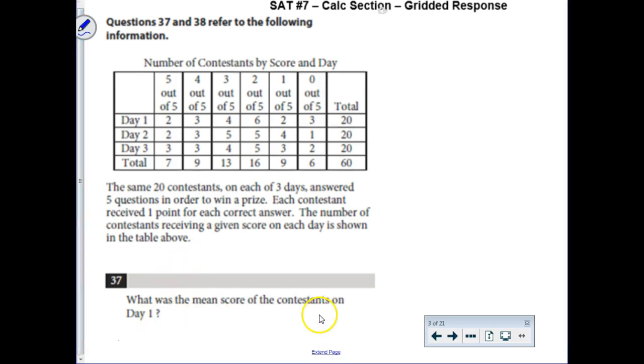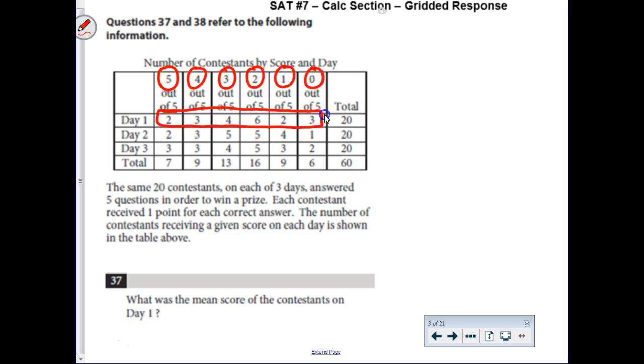What is the mean score of contestants on day 1? Well, what does mean mean? You would add them up and divide by how many, huh? However, guys, this is not as easy as it looks. You don't add these up and divide by 1, 2, 3, 4, 5, 6.